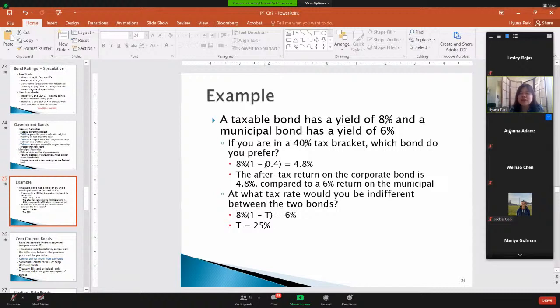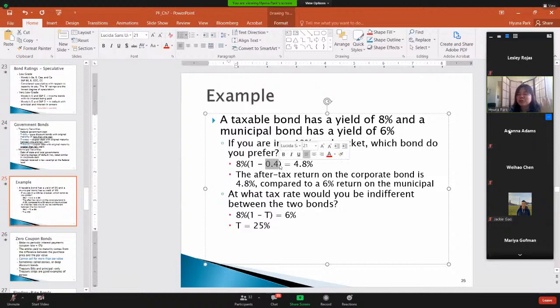So for example, if we are looking at an investor whose tax bracket is 40%, and an 8% corporate bond, after tax, what's the yield? So 4.8% is the yield after tax for this investor. But municipal bonds don't pay tax at the federal level. So my point is, for this 40% tax rate investor, the 8% corporate bond is equivalent to a 4.8% municipal bond.